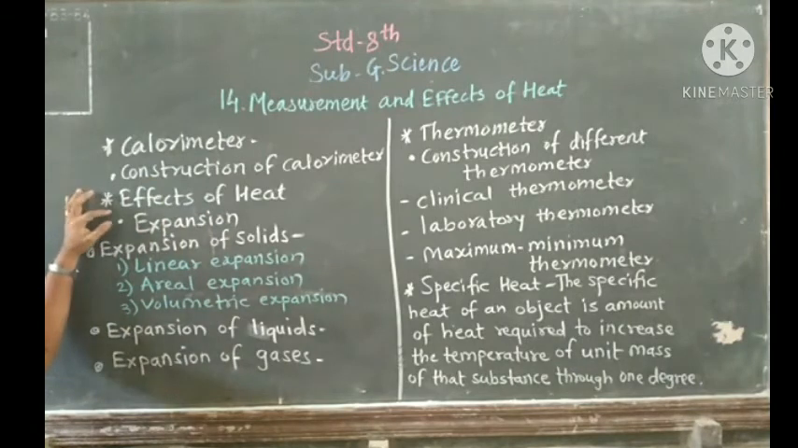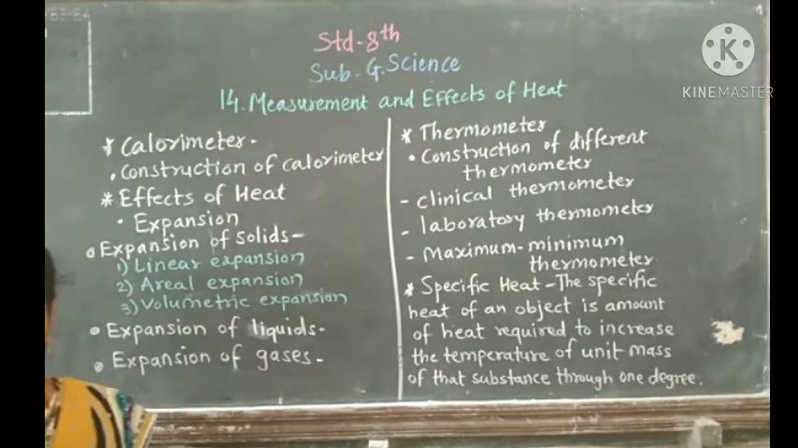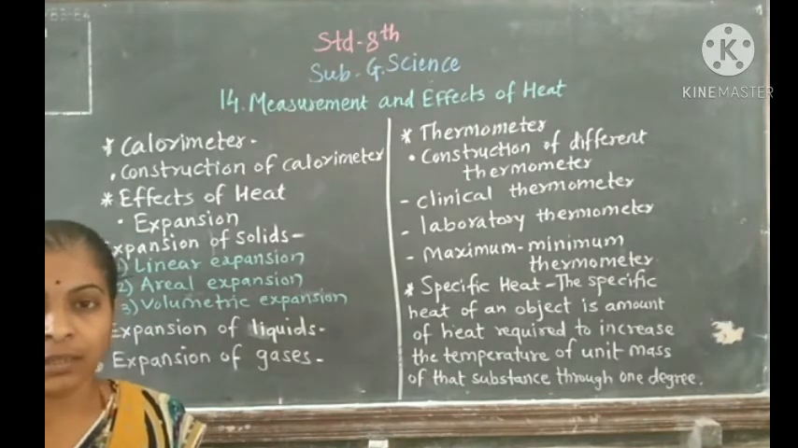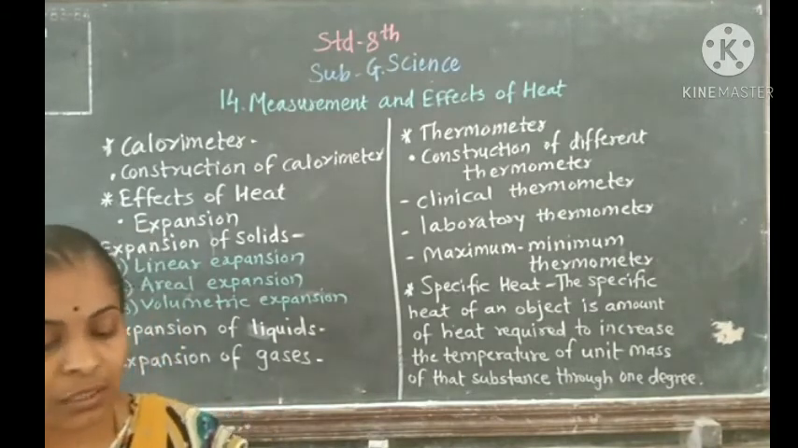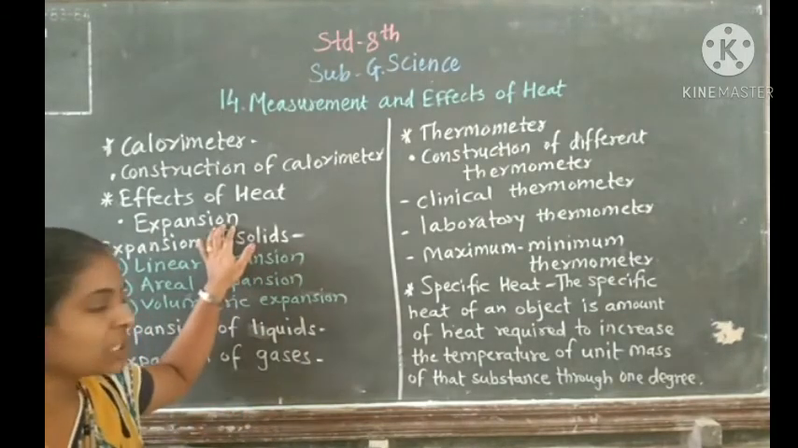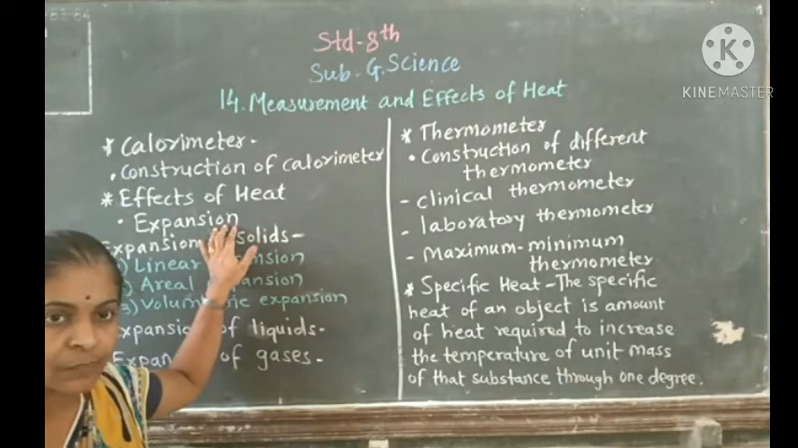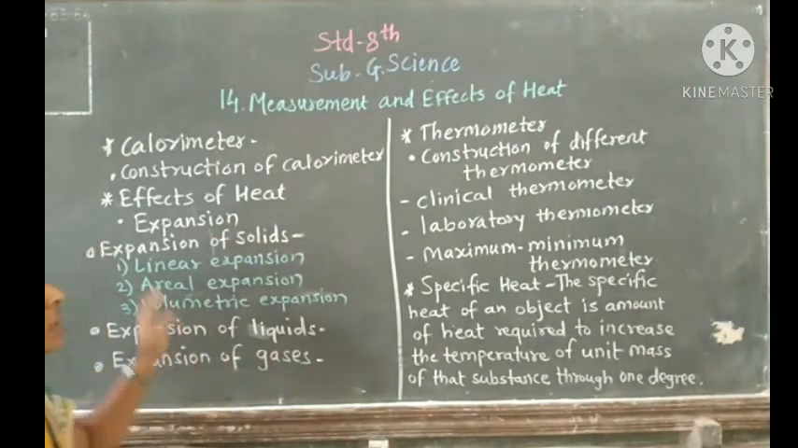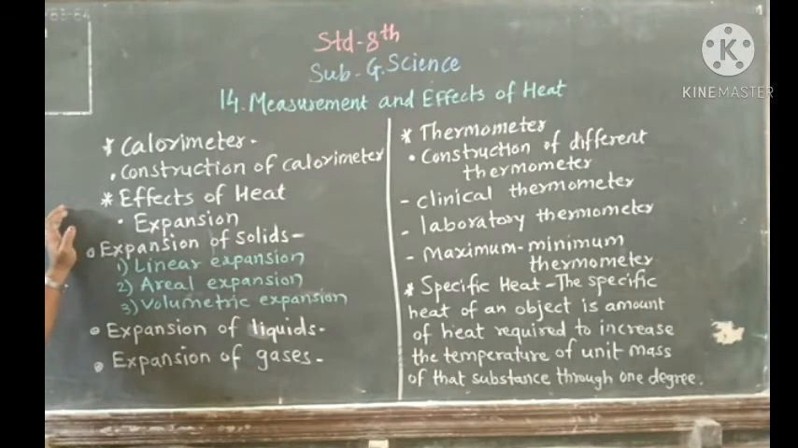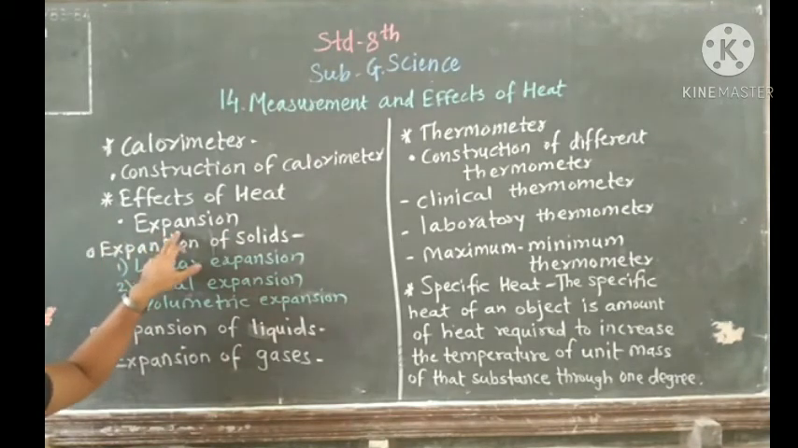Then we studied the effects of heat. There are two types of effects of heat. When any substance is given heat, two changes take place in that substance. The substance expands or contracts, and a change in the state of the substance occurs. From that effect we studied about expansion.